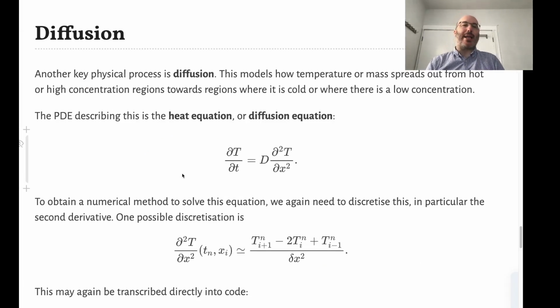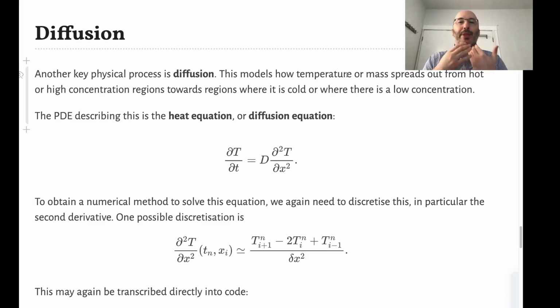Now let's look at another physical process. There's another video about this as well, which is diffusion. And so let's remind ourselves that this process models how temperature spreads out from a hot region to a cold region. Or if we have some substance dissolved, for example, in water, it tells us how the concentration of that substance spreads out from regions of high concentration to low concentration.